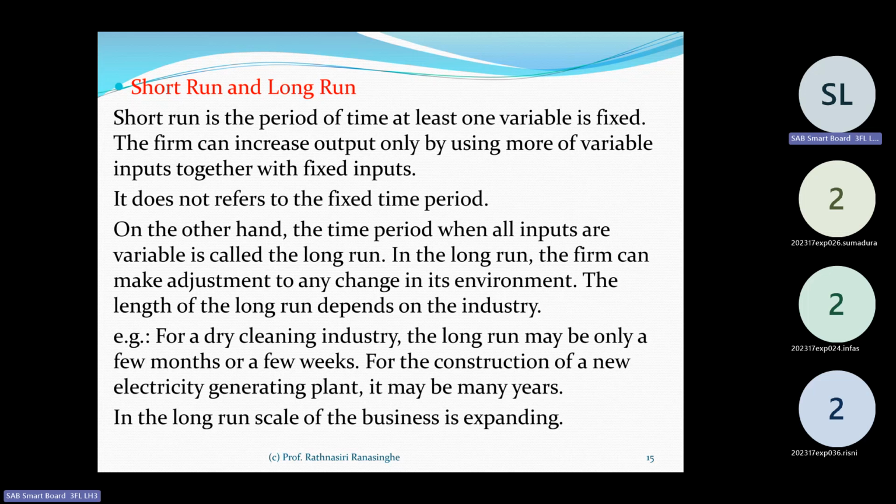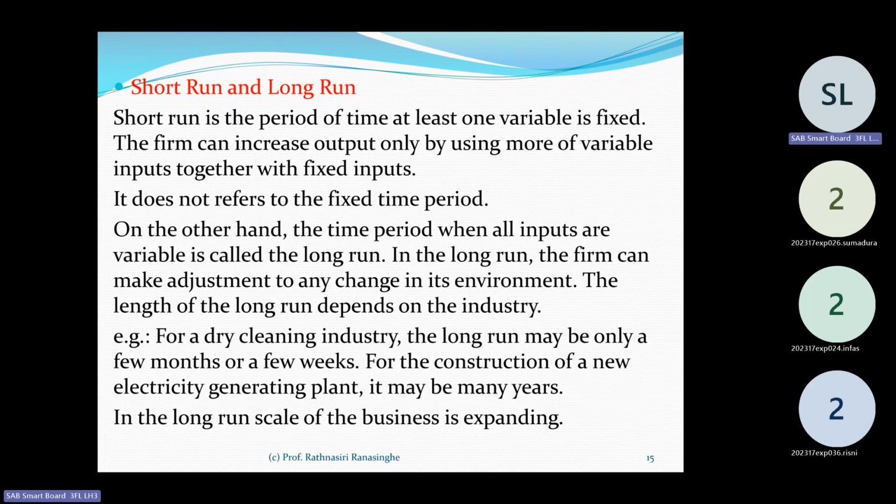So the short run is the period of time where we can change the output by changing the variable inputs. Whereas the long run is the period of time in which we reach the highest output level by changing all the factors of production. That means in the long run, all the factors of production are variable. And we can talk about the scale of the business. Right? Okay, this is clear.